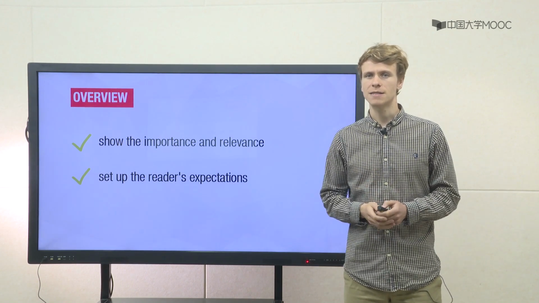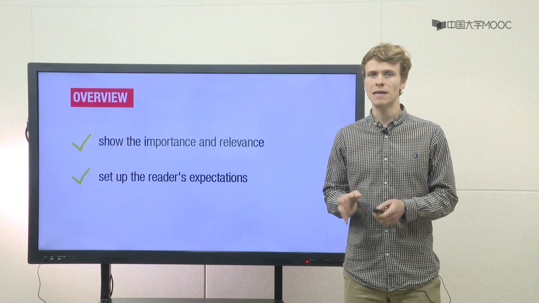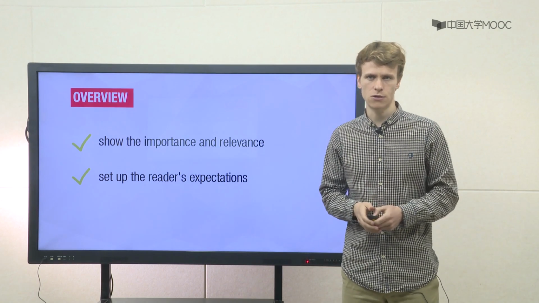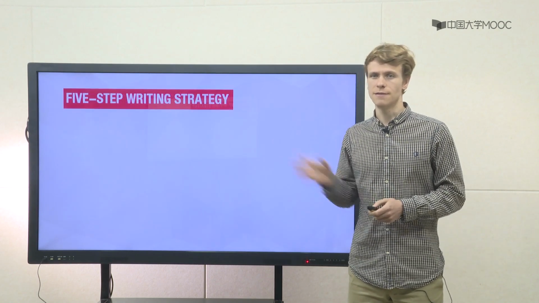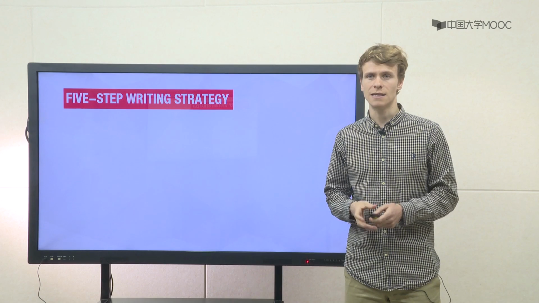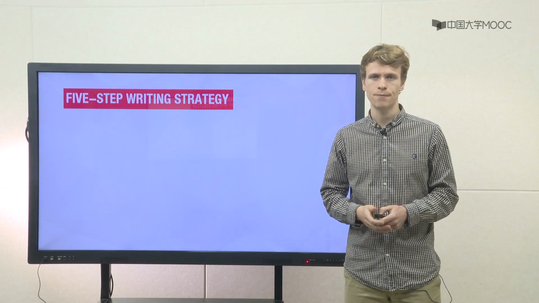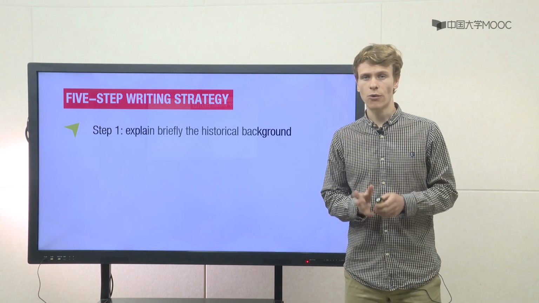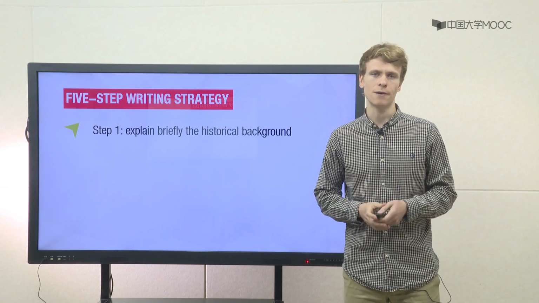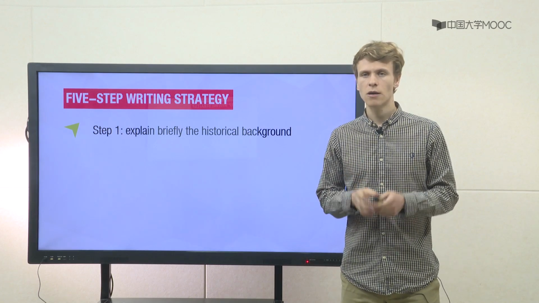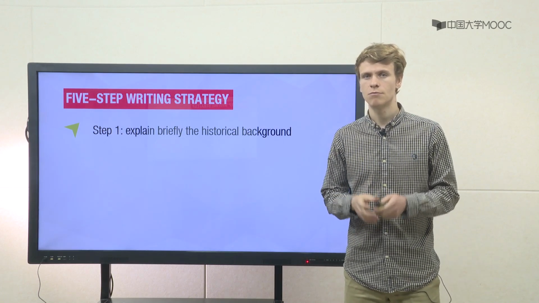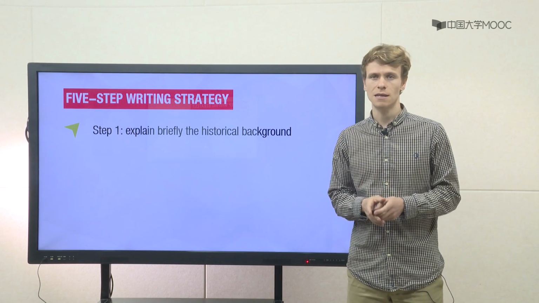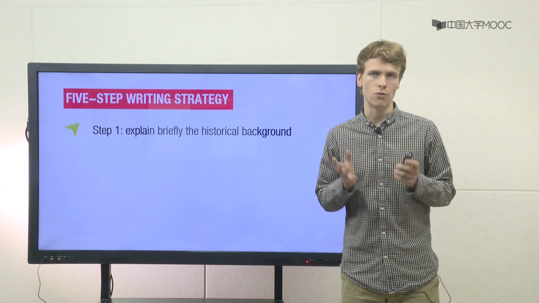In academic writing, contextualization leads the reader from a general subject area to a particular field of research. Here is a 5-step approach to writing a contextualization. Step 1. Explain briefly the historical background that shaped the topic. For example, carbon dioxide emissions, primarily from the combustion of fossil fuels, have risen dramatically since the start of the Industrial Revolution.